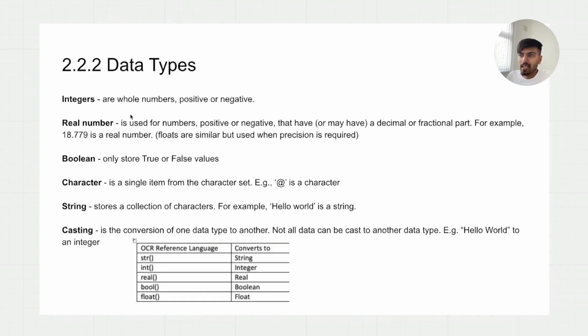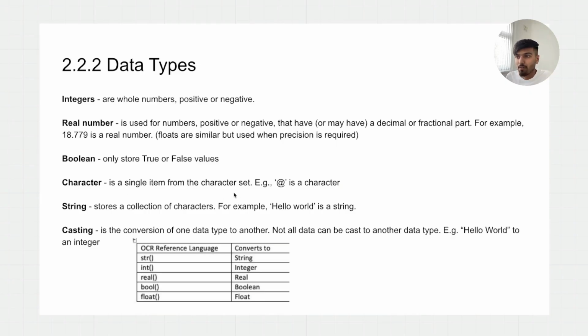Now let's look at data types, five main types. Integers are whole numbers, either positive or negative. A real number is like a decimal number, and floats are sometimes used when precision is required. Boolean only stores true or false values. These are the only things you can assign to a Boolean value.